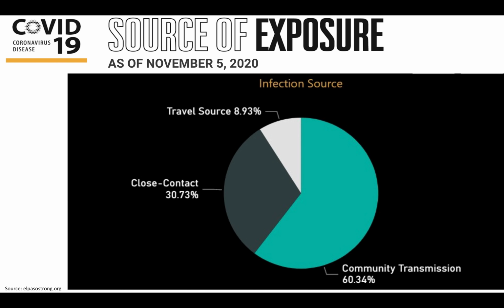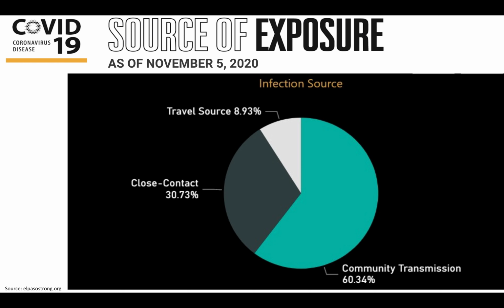There are many sources of exposure, but generally three main categories. You can catch coronavirus by traveling, by being in close contact with someone who has coronavirus, whether they know it or not, whether they have symptoms or not, and by community transmission, also known as community spread. Now, what is community spread? That's when you go out, you go into a store, a restaurant, or somewhere in public, and you become infected with coronavirus, but it's not clear what the exact source was.